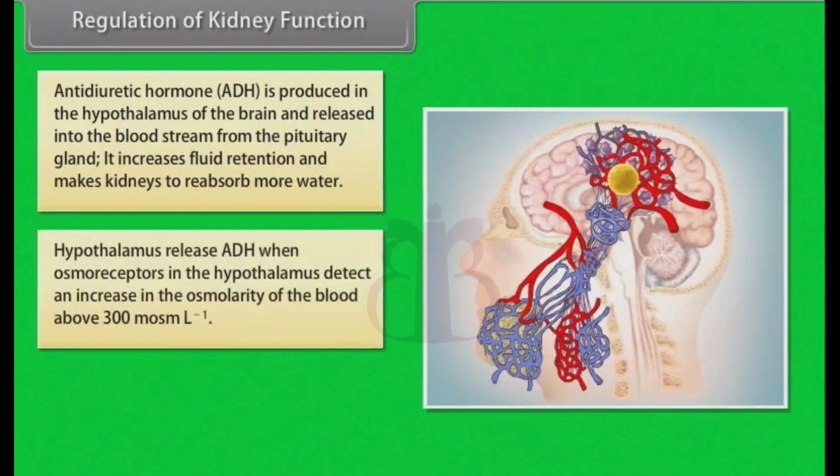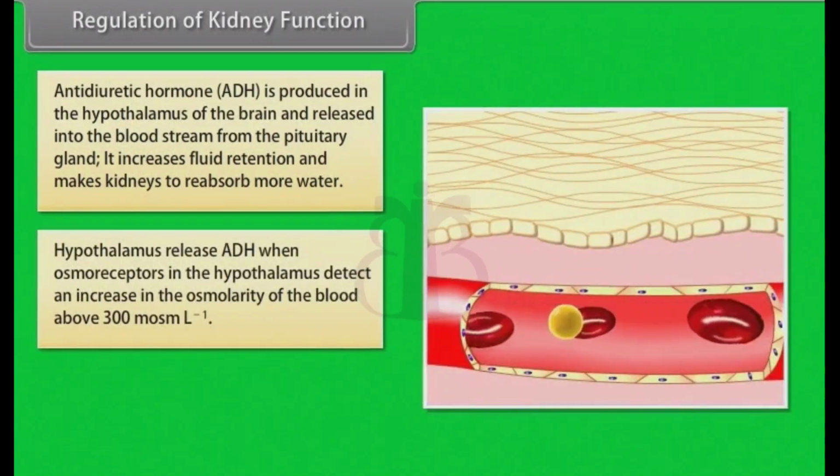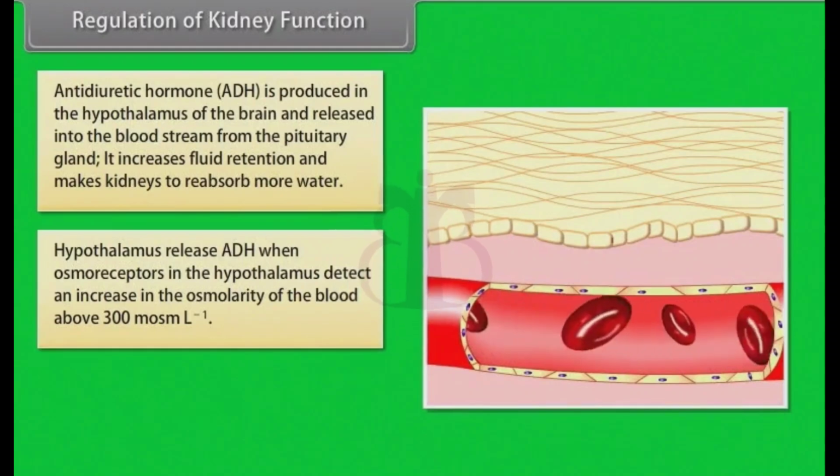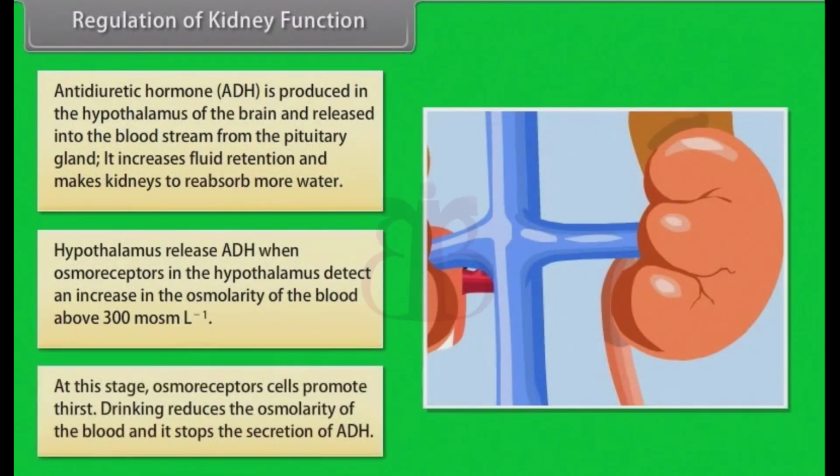The hypothalamus releases ADH when osmoreceptors in the hypothalamus detect an increase in the osmolarity of the blood above 300 milliosmoles per liter. At this stage, osmoreceptor cells promote thirst. Drinking reduces the osmolarity of the blood and it stops the secretion of ADH.